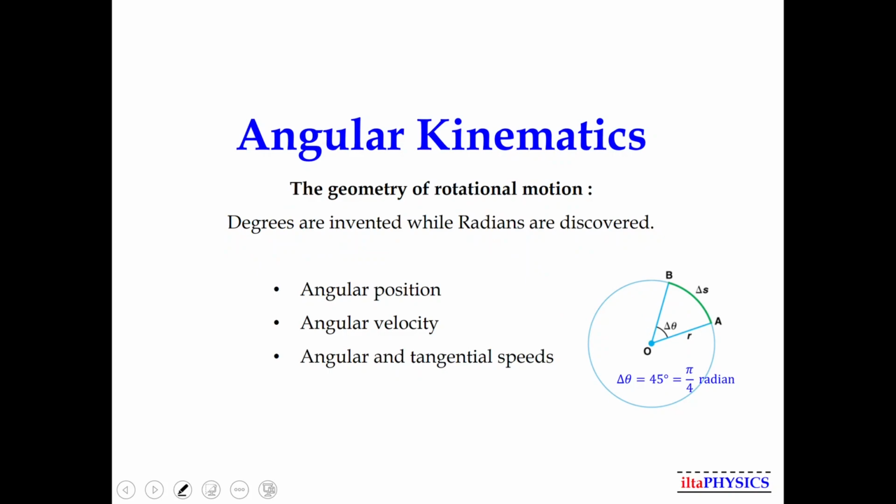Today's lecture is about the kinematics of rotational motion, and we'll start with the definition of angular position, which represents the location of an object using an angle. Once the position is determined, we can naturally define velocity. In rotational motion, we call this angular velocity. Finally, looking at the relationship between rotational and circular motion, we will derive the formula relating the angular speed and tangential speed of an object spinning around an axis.